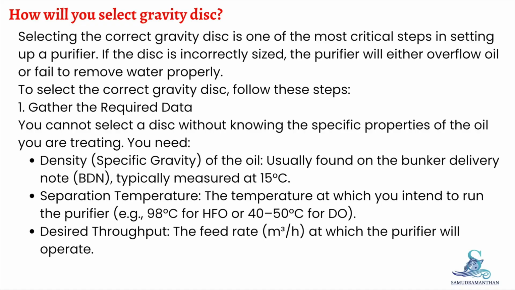Gather the required data. You cannot select a disc without knowing the specific properties of the oil you are treating. You need the density, specific gravity, of the oil, usually found on the bunker delivery note, BDN, typically measured at 15 degrees Celsius. Separation temperature, the temperature at which you intend to run the purifier, for example 98 degrees Celsius for HFO or 40-50 degrees C for DO. Desired throughput, the feed rate, in cubic meters per hour, at which the purifier will operate.